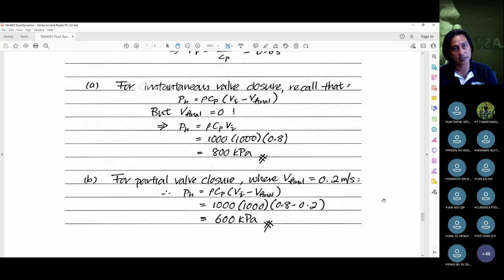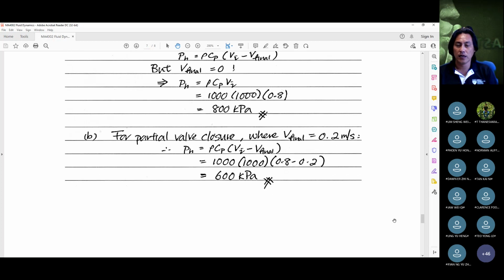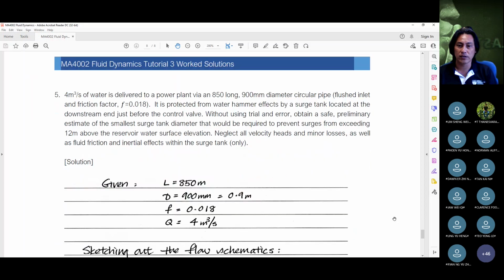Think about it, it's logical, isn't it? The valve in part B, even though it's closed rapidly, is not entirely closed. Water is still flowing through the valve, which means the pressure buildup will not be as much as with a fully shut valve. In engineering, that makes a lot of sense. But still, it's not that low. It's still 600 kilopascal. And that will be for question 4.